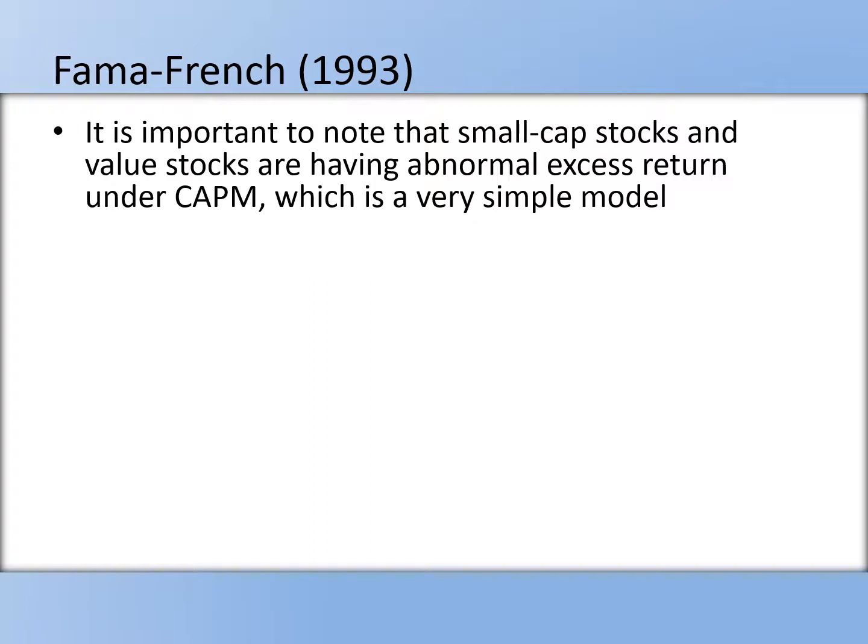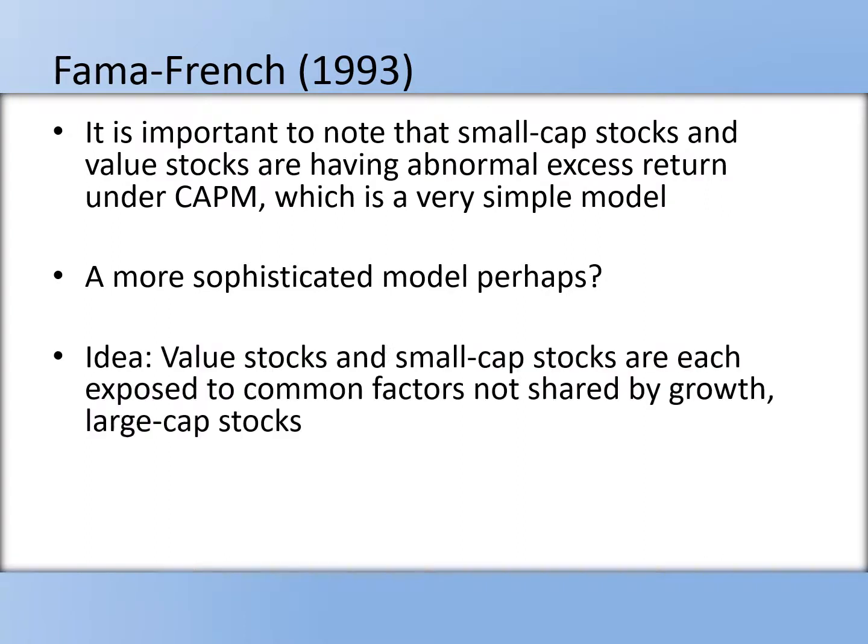Now the idea is this. Small cap stocks and value stocks are having abnormal excess return relative to CAPM. And CAPM is a very simple model. Perhaps CAPM is too simple. CAPM says that the only thing that matters is market risk. Perhaps that's wrong. Maybe there are other risk factors that also matter to investors. So if you use CAPM, your model is too simple. Let's add in more risk factors. Remember, Eugene Fama is in the rational camp, right? He is the one who proposed the efficient market hypothesis. So to him, whenever there are different returns, it must be due to risk. So let's have a more sophisticated model.